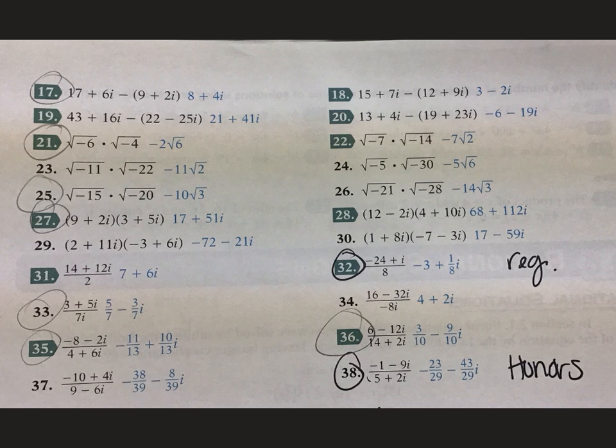All right, 27, you had to FOIL. So you have 17 plus 51i. 28 is 68 plus 112i. 29 is negative 72 minus 21i. Number 30 is 17 minus 59i.